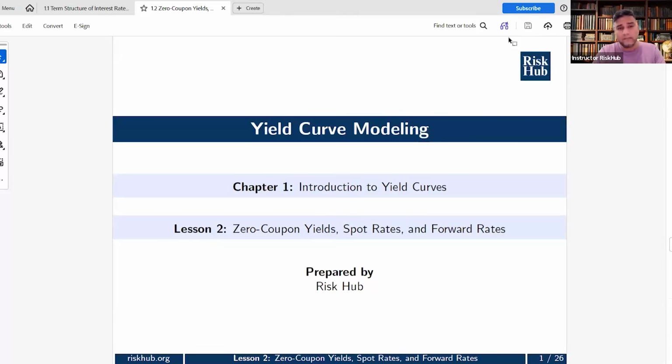All right. So in the previous lecture, in lesson number one, we focused on the term structure of interest rates, right? Now we are getting into zero coupon yields, spot rates, and forward rates. So please understand that. And once you've understood that, I think things will fall into place. Okay, so let's get started, guys.